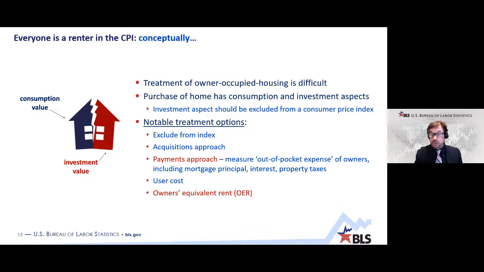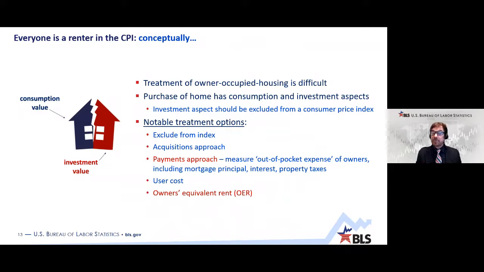In fact, Eurostat does this in their harmonized index product, or HICP, that some of you might be aware of. Another approach is an acquisitions approach. Let's count as the weight the actual purchase price of homes, and let's track. And you could even track home sales under this approach if you wanted to. A payments approach is another option where instead of using rental equivalents, you measure the actual out-of-pocket expense of owners, and this might include mortgage principal, mortgage interest, property taxes, and so forth.